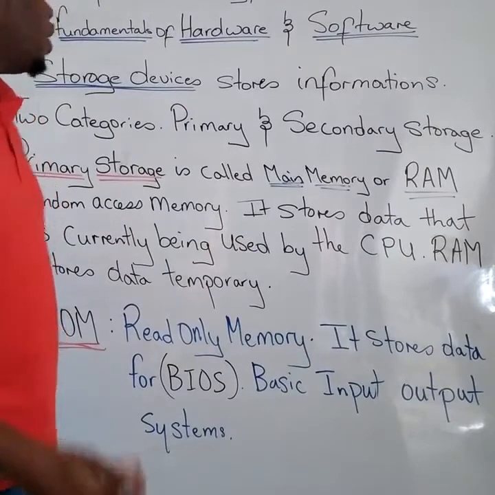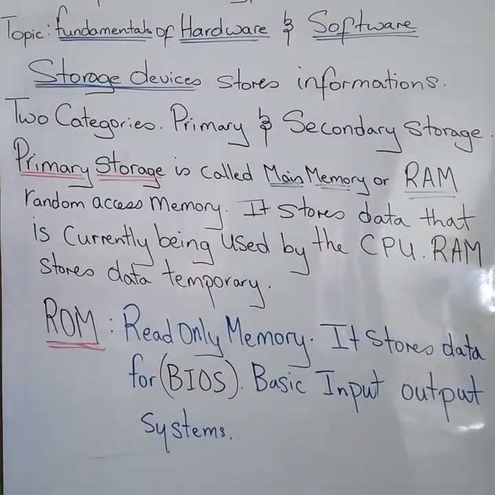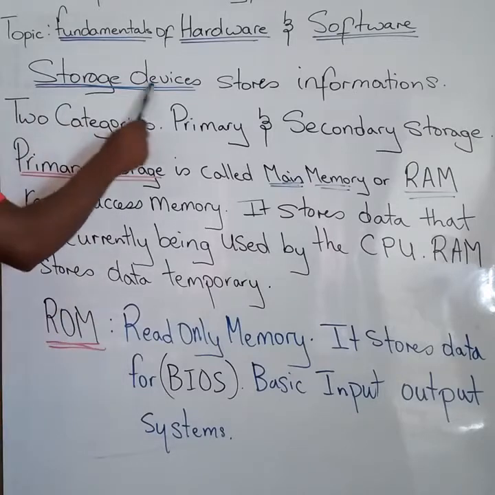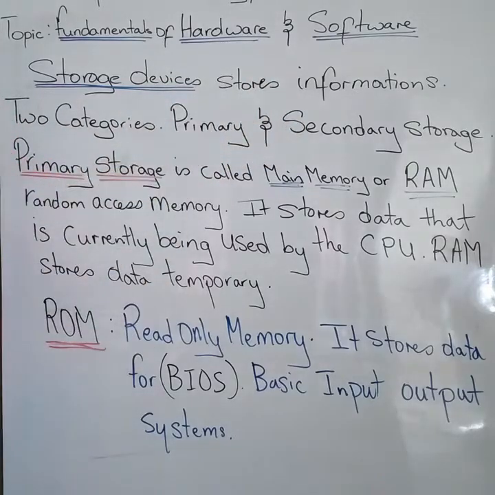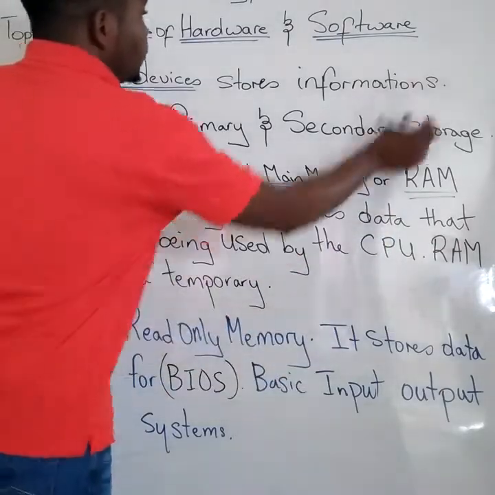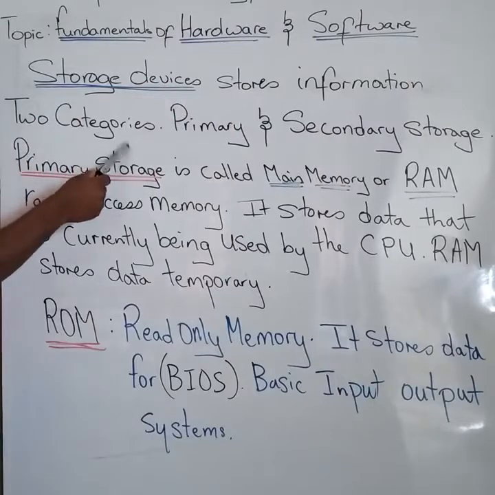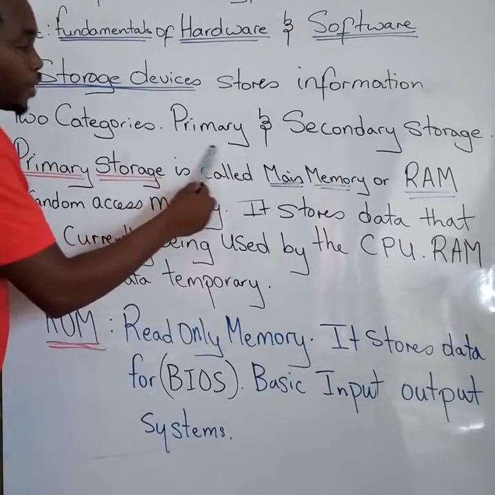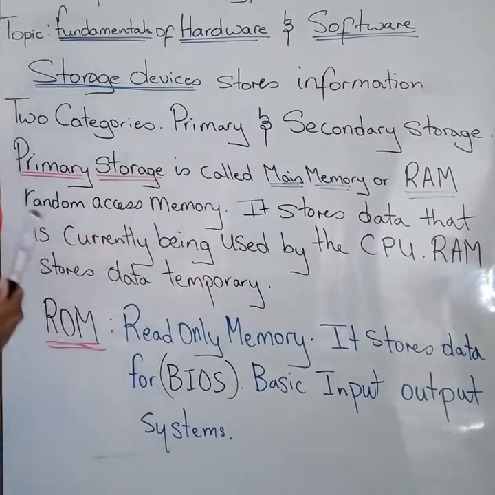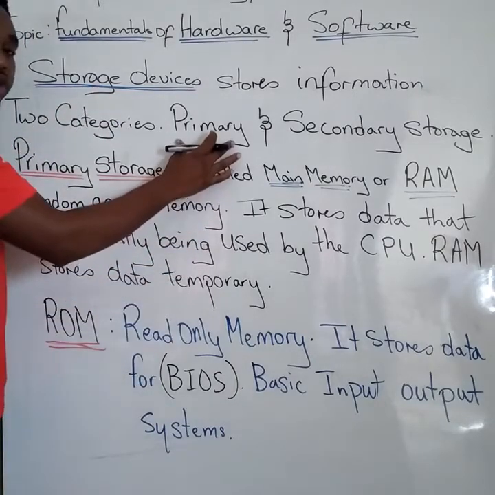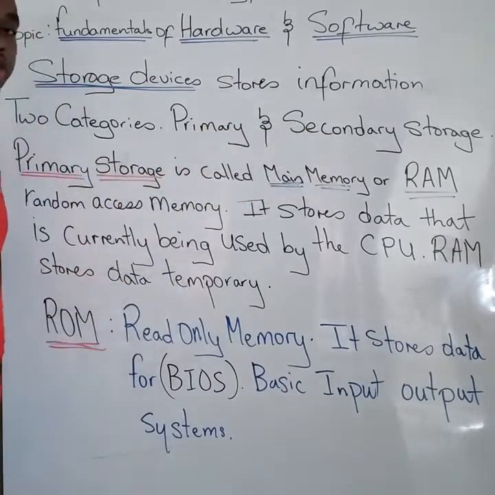So what we're saying is that we want to look at storage devices, right? We went from moving from input to processing. Now we're looking at storage devices. Storage devices store information, right? Two categories would be our primary storage and our secondary storage. So storage devices can fall under primary storage and secondary storage.